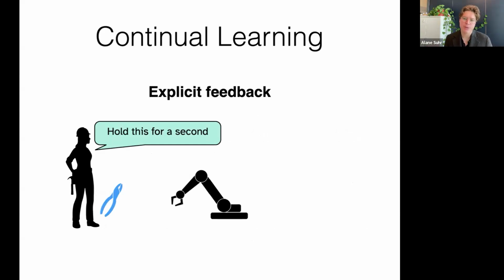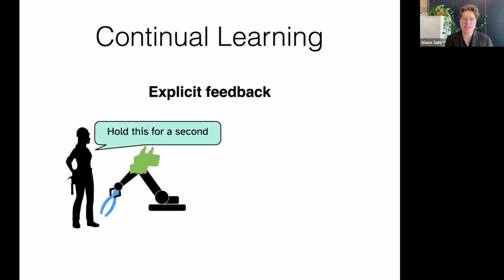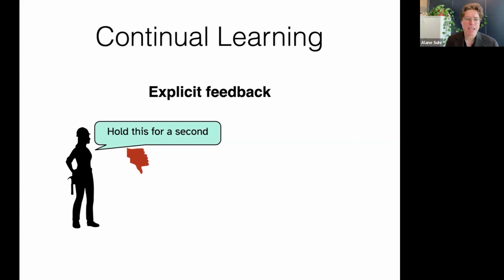First, including explicit feedback. For example, if our user issues the instruction, "hold this for a second," and then the system does this and it gets some positive reward. But if it then runs away with the pliers, then it gets some negative reward. And this is particularly relevant to modern approaches to training models with human feedback. So for example, preference-based learning that you see in the RLHF style paradigm.